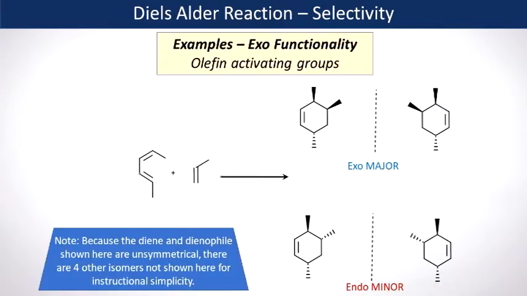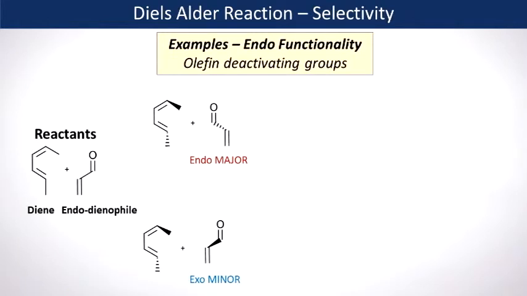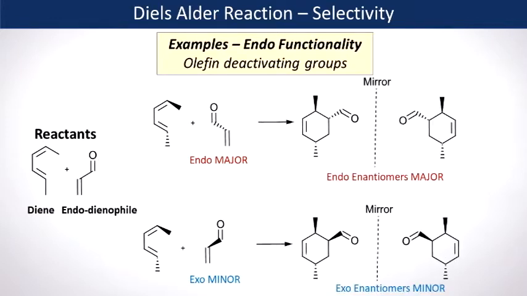It should also be noted that when the diene and dienophile are unsymmetrical, there are 4 other isomers that can be drawn. In this reaction, we show you an endo-favored Diels-Alder reaction because of the carbonyl aldehydic functionality, which is an endo director over the exo product. We draw the products, we draw a mirror, and reflect across that mirror, and we have the enantiomers.